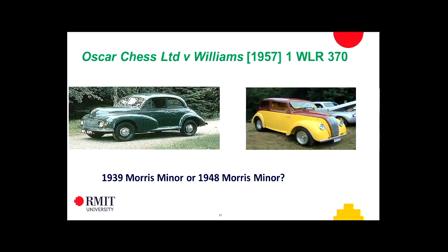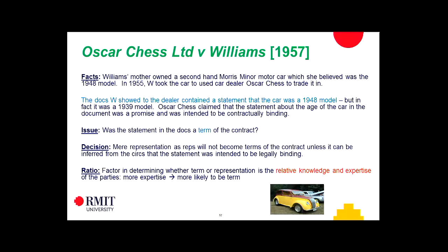Relative knowledge and expertise. Who can tell the difference? Who knows which one's a 1939 Morris Minor and a 1948? I wouldn't know either. Let's hope that Google's provided us with an accurate picture as well. But here we have an individual selling his mother's car to a car dealer. He's selling it second hand, and the mother believed that the car was actually a 1948 model. And the logbooks suggested this as well.